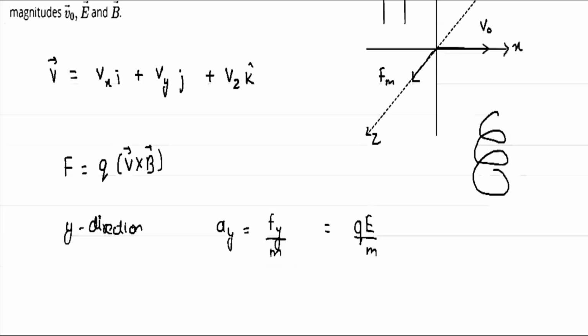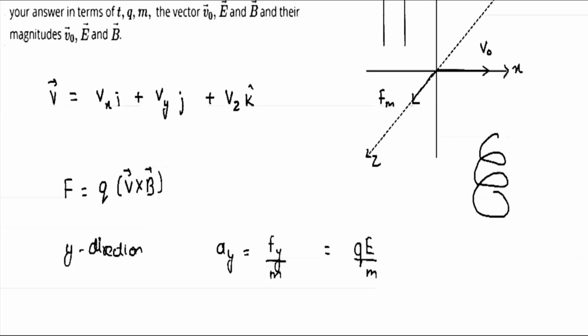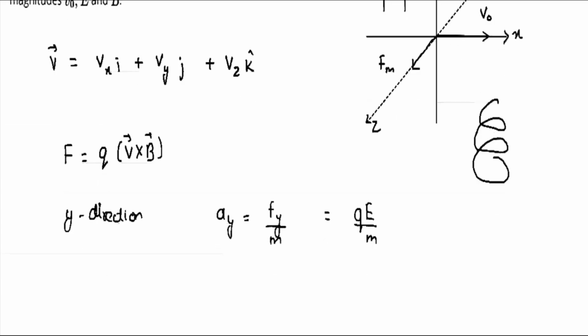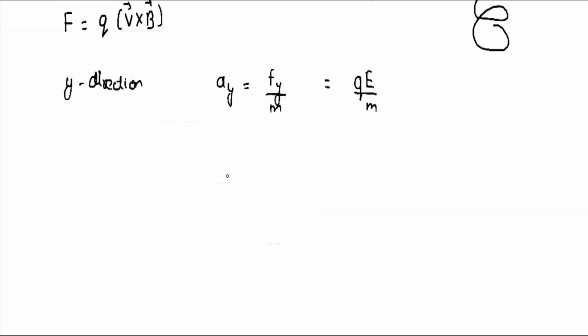Now if we apply our equation of motion, at the starting the particle does not have any velocity in the y direction. That means velocity in the y direction is 0. It has velocity only in the x direction. So at any instant of time, our velocity in the y direction would be equal to ay into t, that means qE divided by m into t. This gives us the velocity in the y direction.